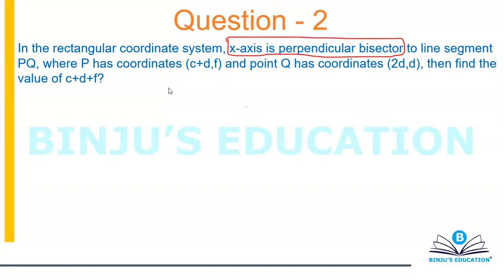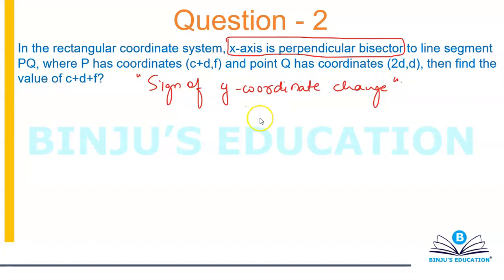If x-axis is the perpendicular bisector, then we know that the sign of y coordinate will change. Okay, so that means x coordinate will exactly be the same, which gives us our first equation, that is c plus d should be equal to 2d. That is, x coordinate of P should be equal to x coordinate of Q. So c plus d is equal to 2d, which will give me c is equal to d.